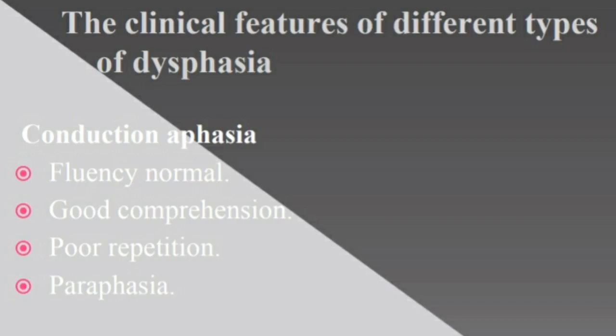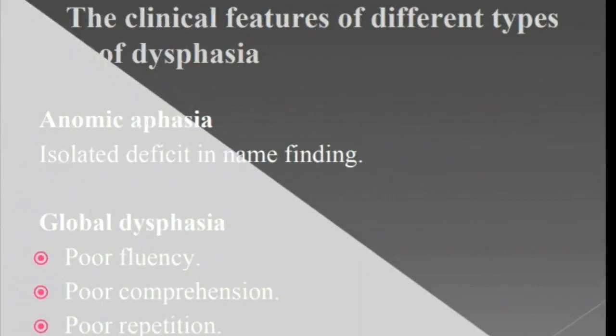Conductive aphasia: fluency is normal, comprehension is normal, while it is characterized by poor repetition and paraphasia. Anomic aphasia is an isolated deficit in name finding. Global dysphasia means that the lesion hit all language areas: the Wernicke, the Broca, and the arcuate fasciculus. So it is characterized by poor fluency, poor comprehension, and poor repetition.